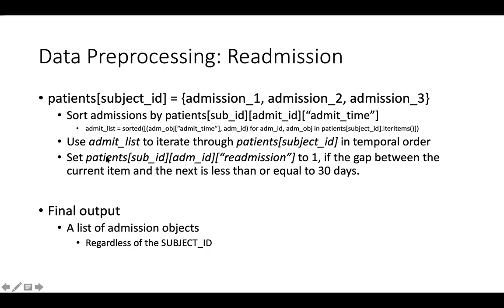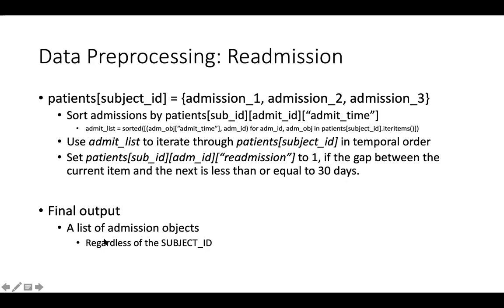Then you set patient subject ID, admission ID, using the triple nested dictionary, and finally the readmission key. You set this to 1 if the gap between the current admission list item and the next item is less than or equal to 30 days. Based on this, you construct the admission list and iterate through it. If the gap between two consecutive items is less than or equal to 30 days, you go to the corresponding admission and set the readmission label to 1, and that's it.